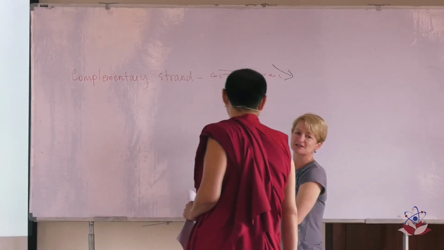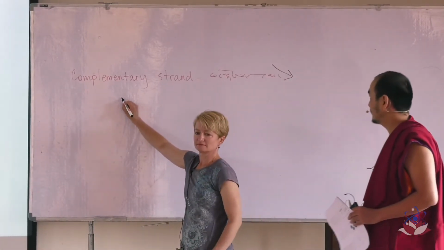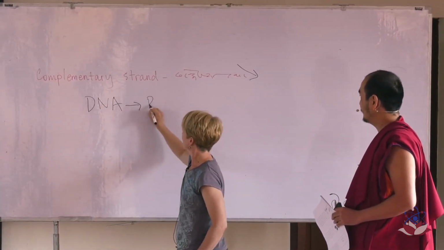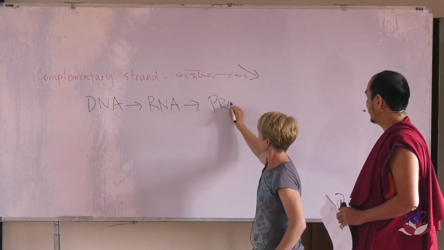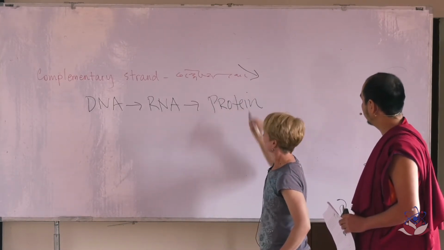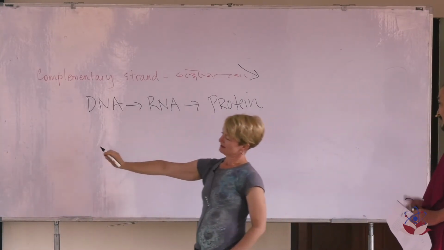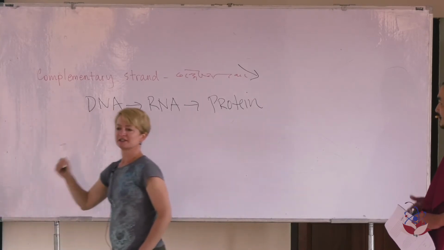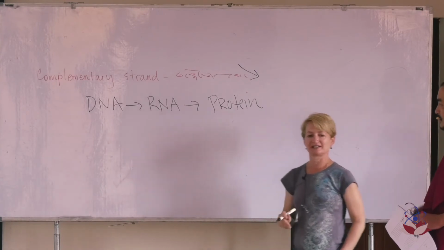So what is the central dogma? Right, DNA to RNA to protein. So I've given you the DNA. What do you have to figure out first to determine the protein or the amino acids?